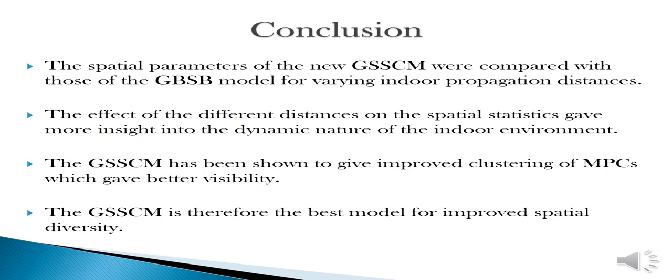In conclusion, the spatial parameters of the new GSSCM were compared with those of the GBSB model for varying indoor propagation distances. The effect of the different distances on the spatial statistics gave more insight into the dynamic nature of the indoor environment. The GSSCM has been shown to give improved clustering of multipath components, and this gave better visibility. This GSSCM is therefore the best model for improved spatial diversity.